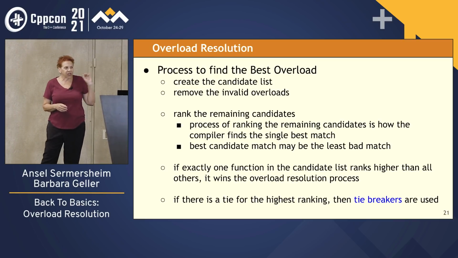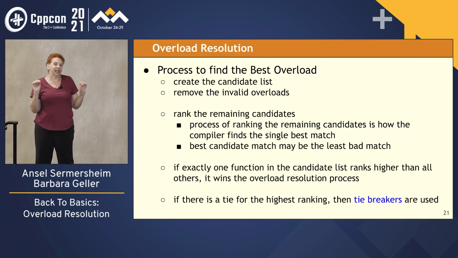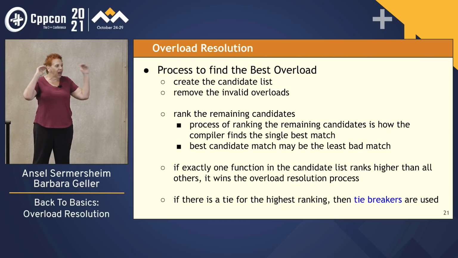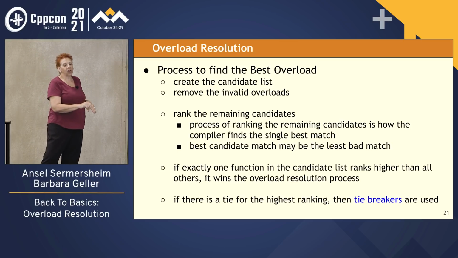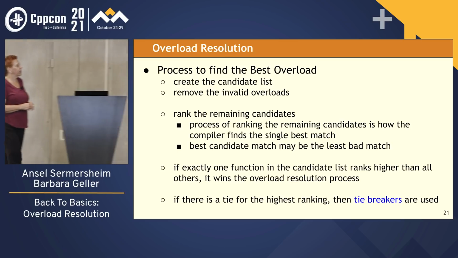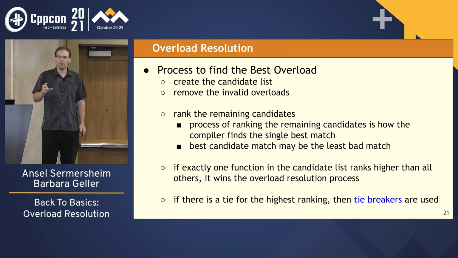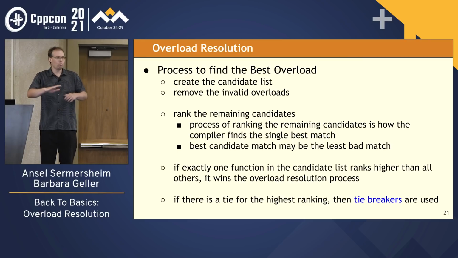There is one more step that can happen, and that's if we have 2 candidates that are both the highest ranking, we enter what's called a tiebreaker. And this step in the middle, ranking the remaining candidates, is where most of the complexity of overload resolution comes from. This process is what uses a great amount of the standard to try to decipher which one to choose.